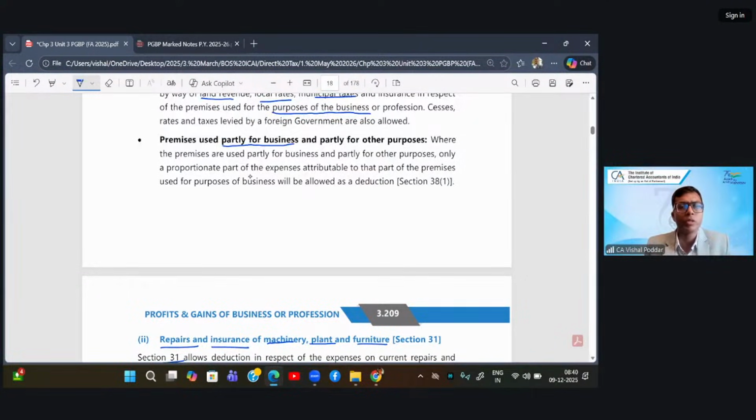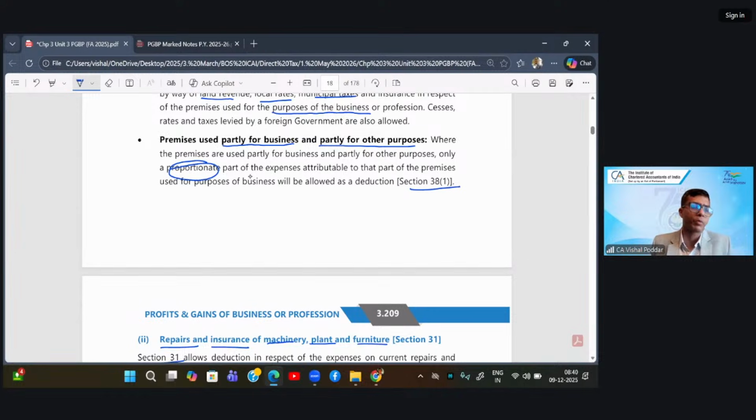Now, where you are using the building partly for business and partly, let us say, for your personal use. So many times, like in case of professionals, we have a flat in which the backside part of the flat, the kitchen, bedroom, we are using for our residence, and the front side, which is the hall or some lobby, we are using it for our business. So where you are using part of the building for business, then you have to proportionate the expense.